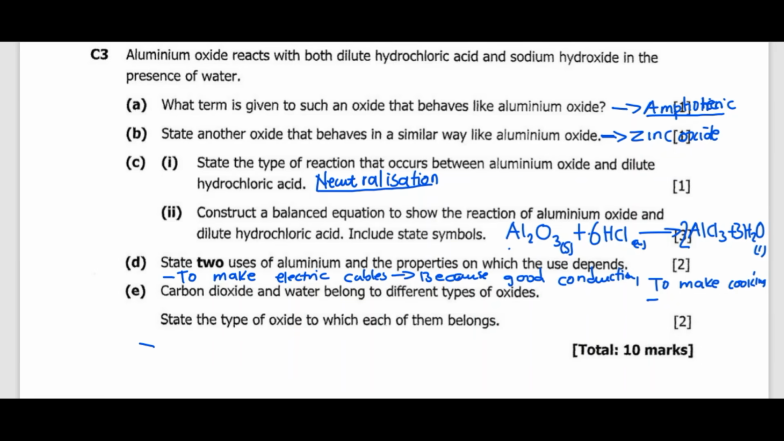Then carbon dioxide and water belong to different types of oxides. State the type of oxide to which each of them belongs. So carbon dioxide is slightly soluble in water, so this is an acidic oxide. Then water behaves as both an acid and a base, so this is another example of an amphoteric oxide.